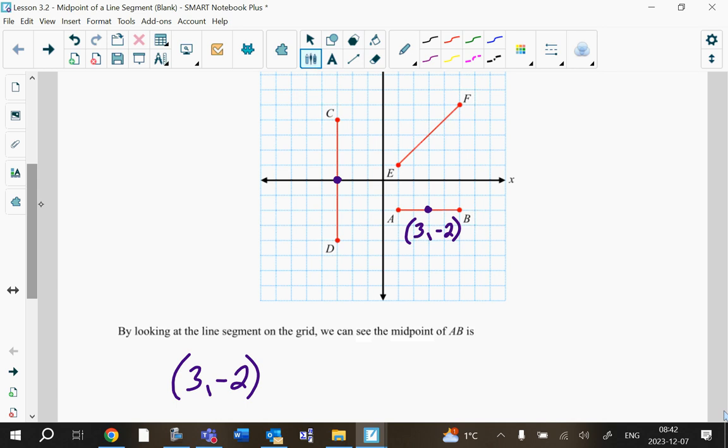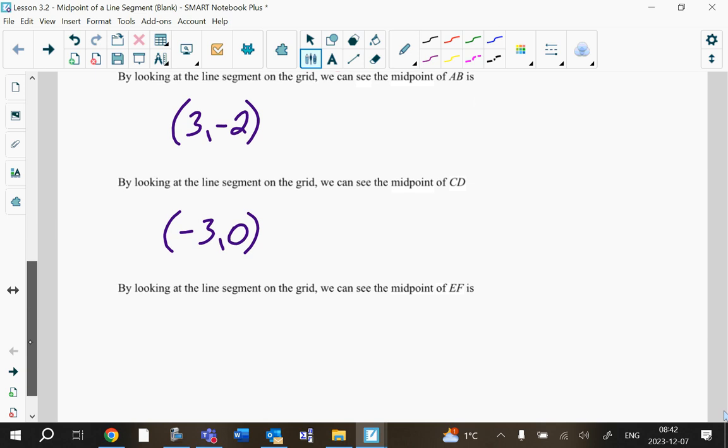Diagonal line, you could do it too, just by looking at it. You don't need to create a right triangle or anything like that like we did with distance. What would be the midpoint of EF? 3, 3. Because we can see that it goes diagonally from one corner of a square to another. So we get 3, 3.